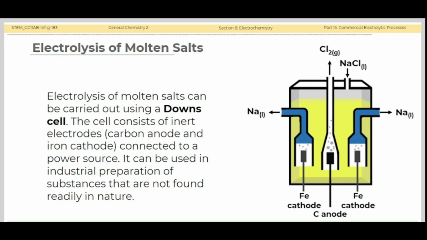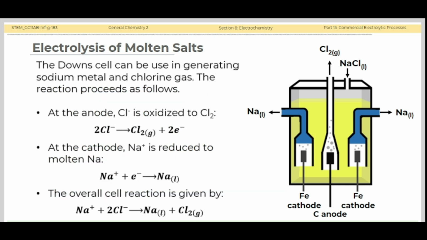Electrolysis of molten salts can be carried out using a Downs cell. The cell consists of inert electrodes, a carbon anode and an iron cathode, connected to a power source. It can be used in the industrial preparation of substances that are not found readily in nature. The Downs cell can be used in generating sodium metal and chlorine gas. The reaction proceeds as follows.